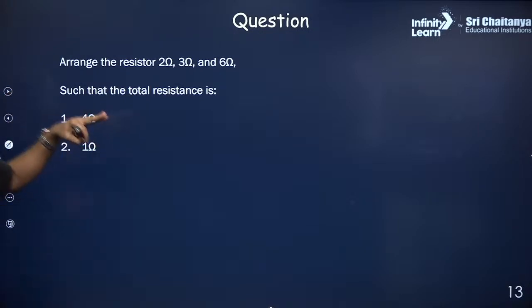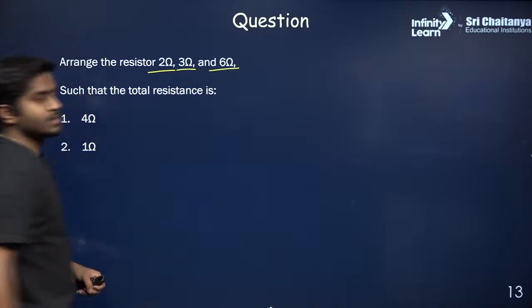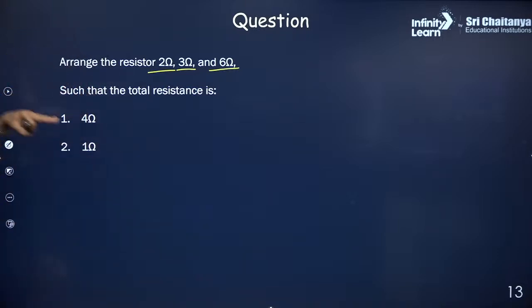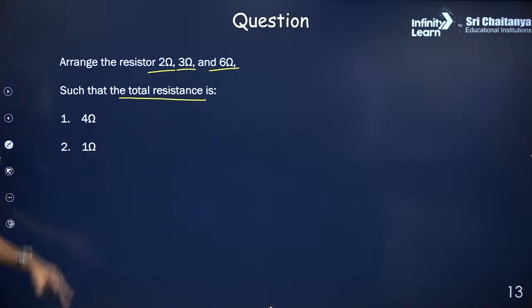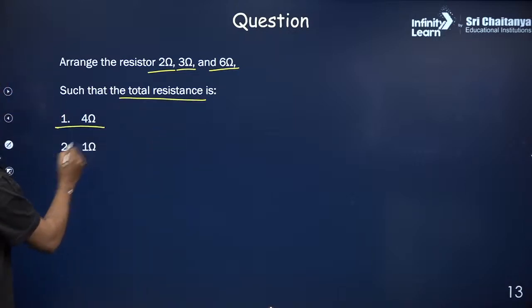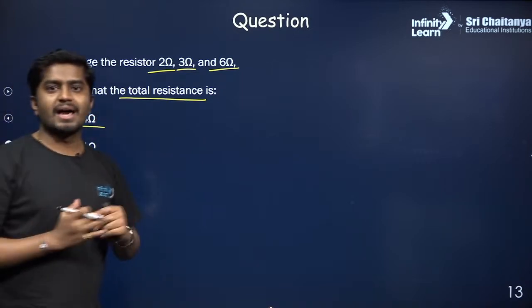Okay, I'll explain the question. There are 3 resistances, 2 ohms, 3 ohms and 6 ohms. You have to arrange them such that the total resistance value can either be 4 ohms or 1 ohm. So let's do the simple arrangement.